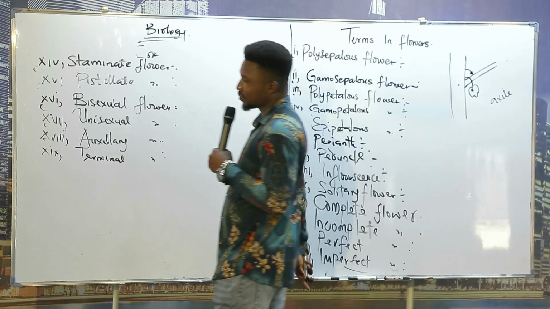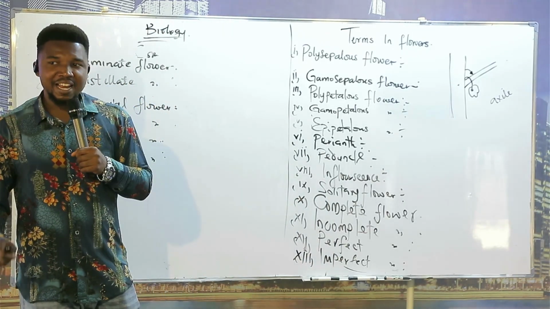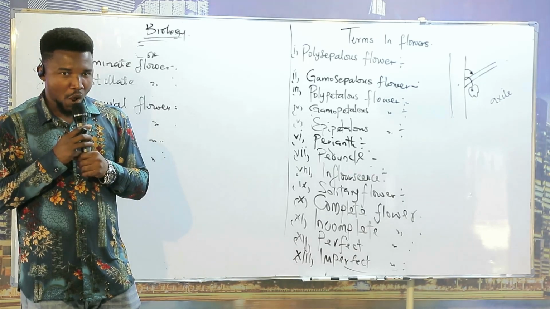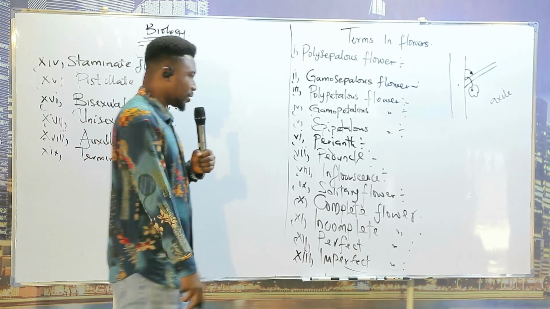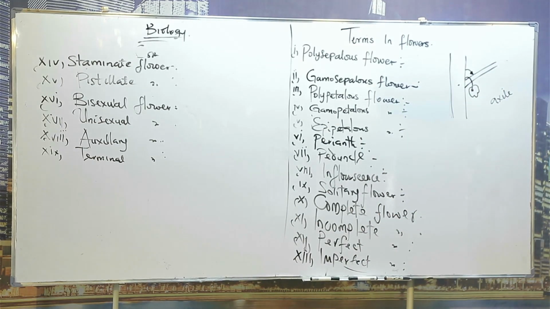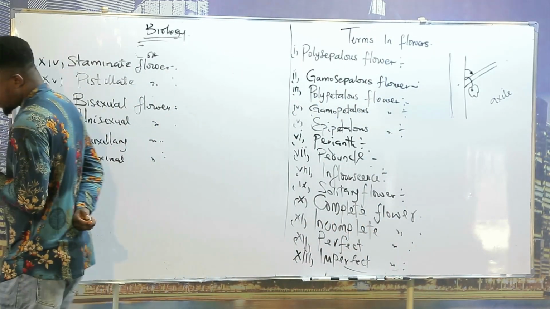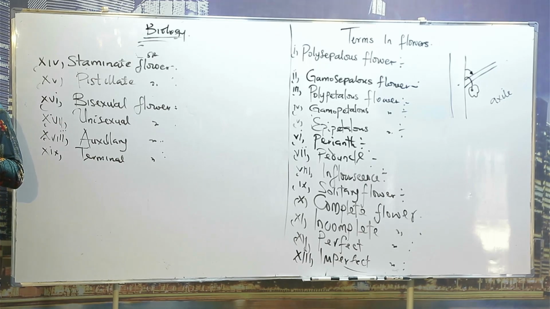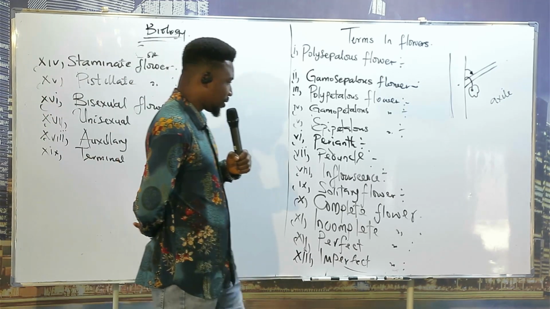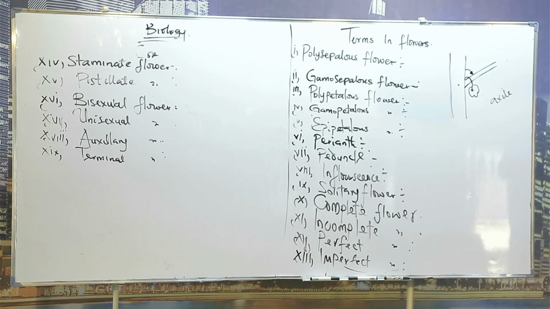So let's move on. Terminal flower, it is either a single flower or group of flowers growing at the tip of a tree branch.